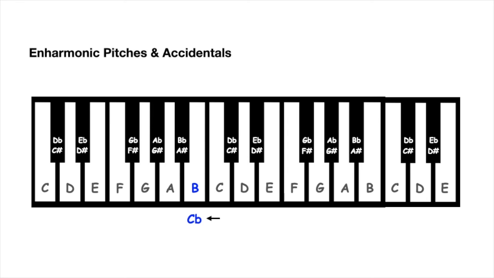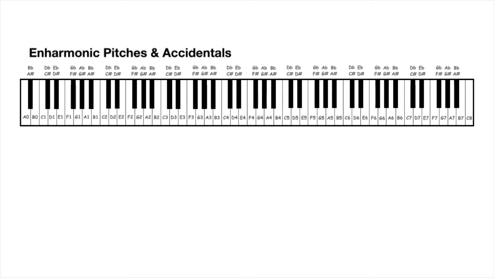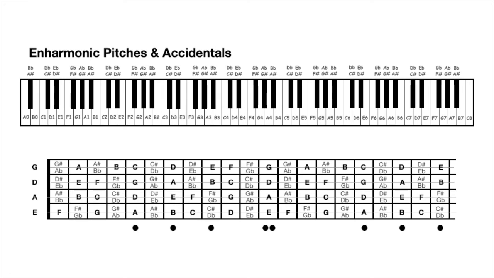Having two names to identify one pitch can be confusing, so we decide which one to use depending on where the music is heading. We can see that the sharps and flats on the piano are mainly the black keys. For the bass, the sharps and the flats are found in the frets between the letter names.